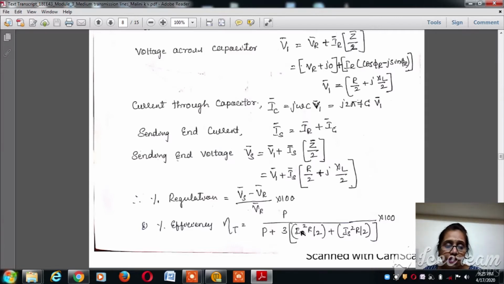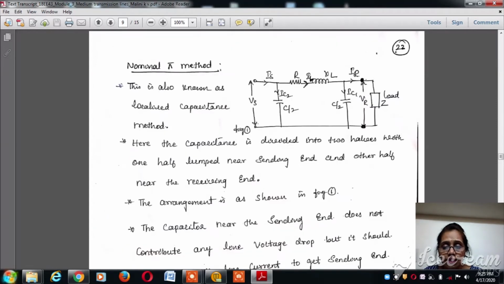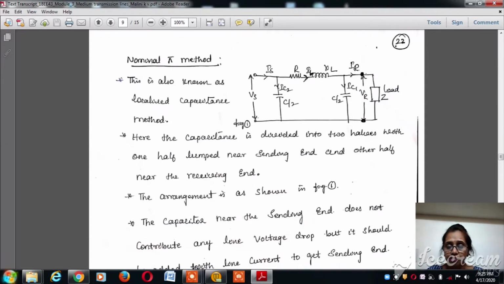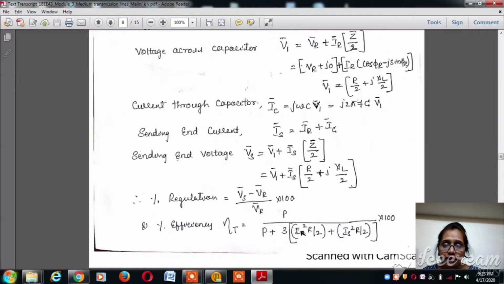Since it is a 3-phase line, we are going to consider it as 3 into I square R. I square R is nothing but equal to the total line losses, which is 3 into I square R divided by 2 plus I square XL divided by 2 into 100. That is I square R divided by 2, that is IR square R divided by 2, plus Is square into R divided by 2 into 100.